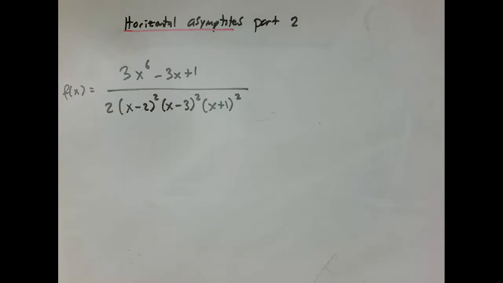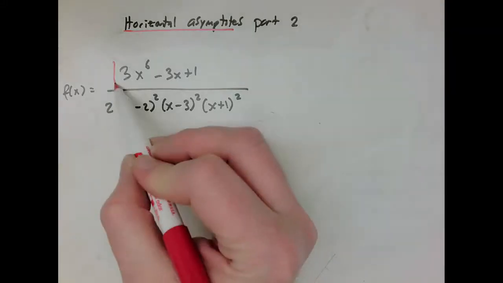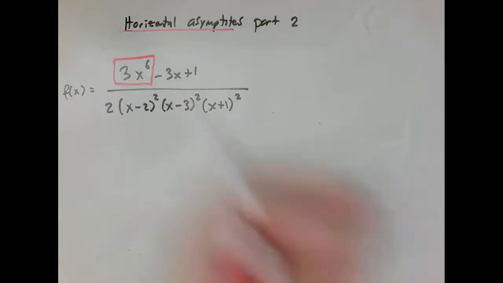What about this one? Why don't you take a guess first, see what you can come up with. I'll give you a hint. You can solve this problem without actually multiplying all of these things out. All right, so the dominating term in the numerator is the 6th degree term.